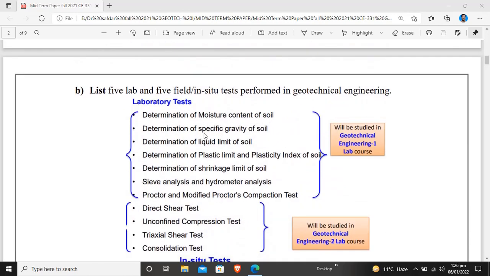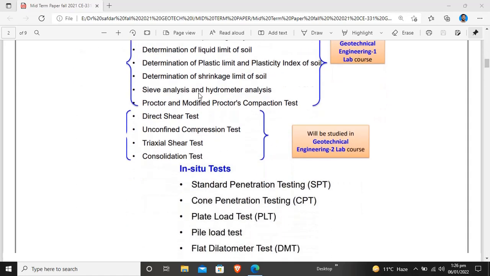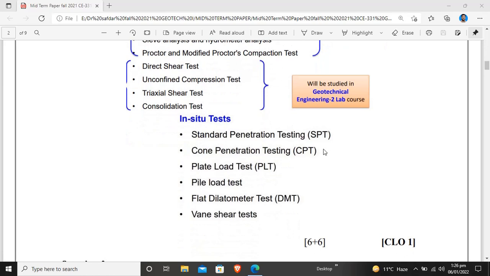Determination of moisture content of soil, determination of specific gravity of soil, determination of liquid limit, plastic limit and plasticity index of soil, and determination of shrinkage limit of soil, followed by sieve analysis and hydrometer analysis, in addition to Proctor and modified Proctor compaction tests, etc. These are the lab tests, and these are the in situ tests that are performed for geotechnical investigation.